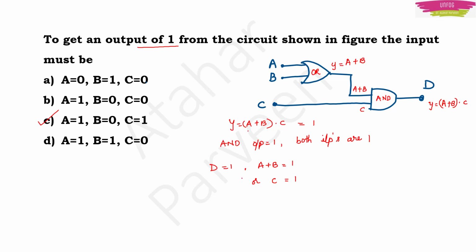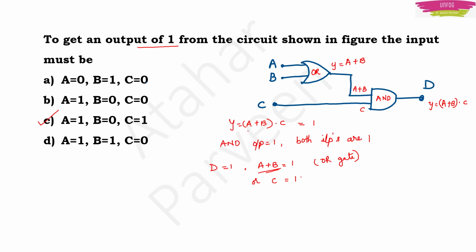If you have time or if you are interested, you can also check whether A and B will be 1 and 0. Because A plus B is your OR gate, isn't it? In your OR gate, the output will be 1 either if A and B are both 1, or any one is 1 and the other one is 0. So this is a possible thing. So option C is the right answer.